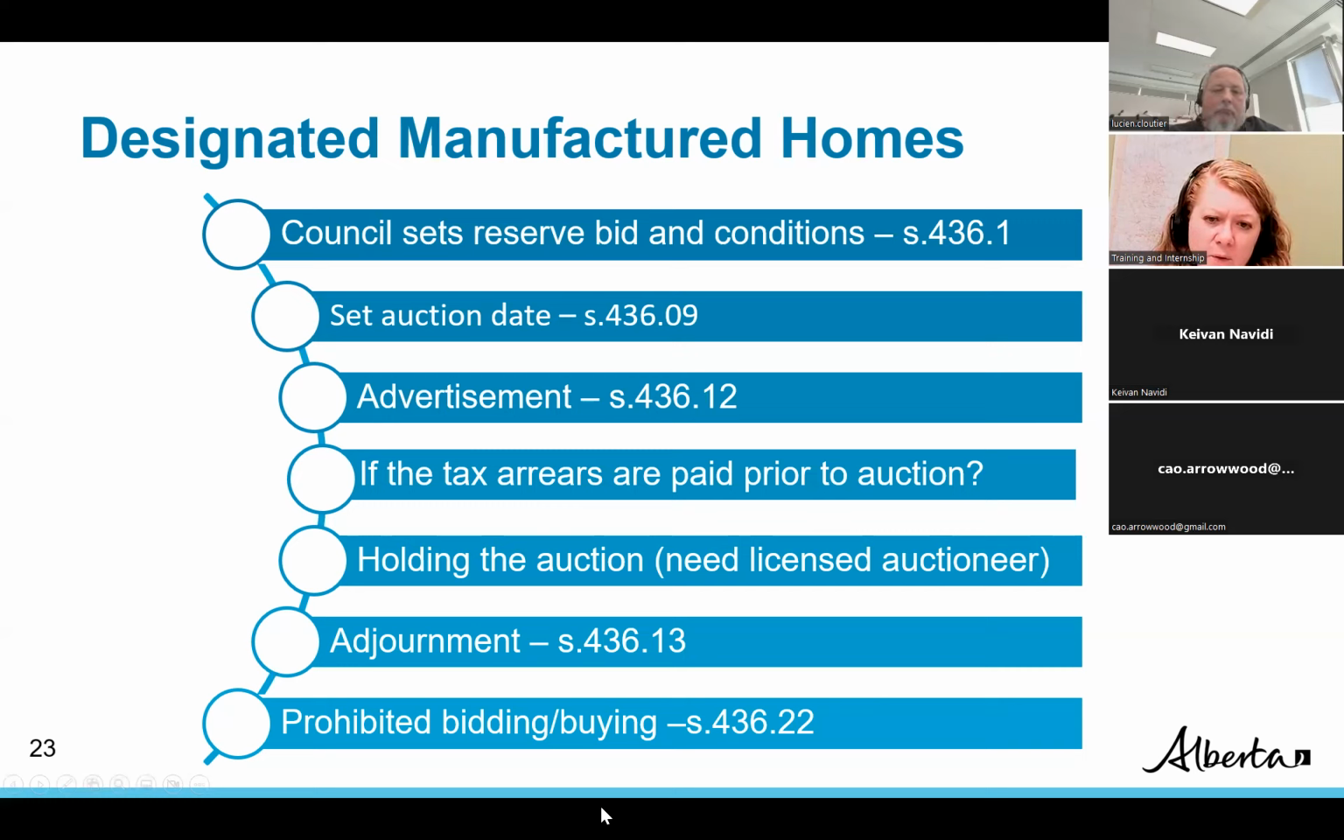Adjournment is also provided for in this division under 436.13, and you can adjourn to within 2 months after the advertised date. And I talked about that already a little bit. If you want to allow the check to clear, for example, you might want to adjourn. And the notice advising of the adjournment must show the new auction date. And then again, if everyone pays up, then notice is posted canceling the auction. Same rules apply for prohibited bidding and buying as for Division 8.